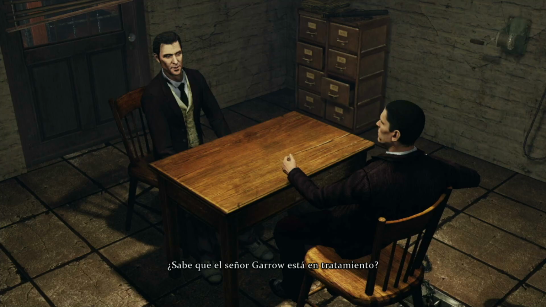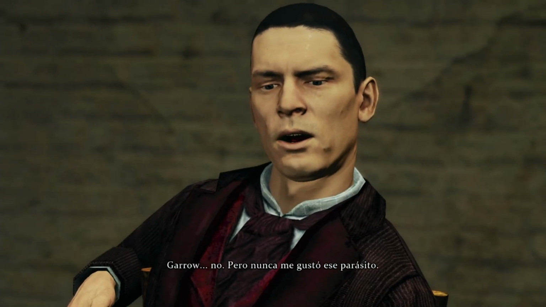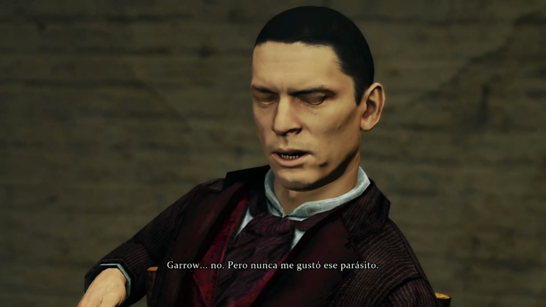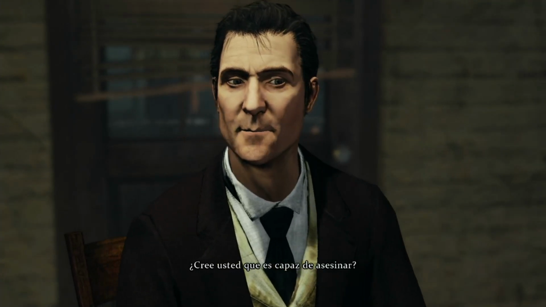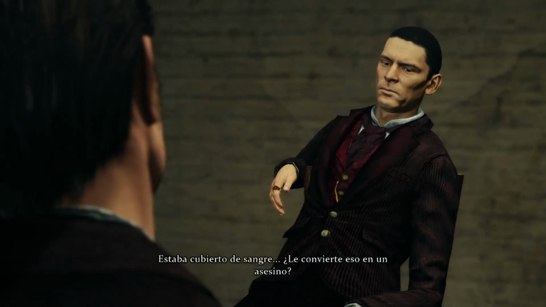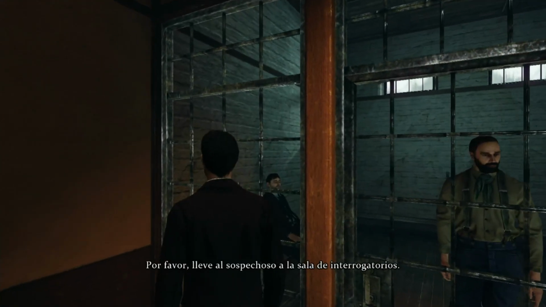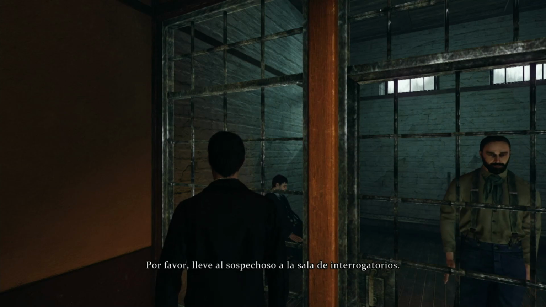Are you aware that Mr. Garrow is under a form of medication? Garrow? No. But I never liked that parasite. Do you believe him to be capable of murder? Well, he did have blood on him. Does that make him a murderer? Please escort this suspect for interrogation.